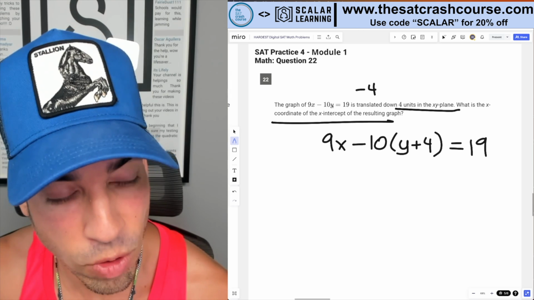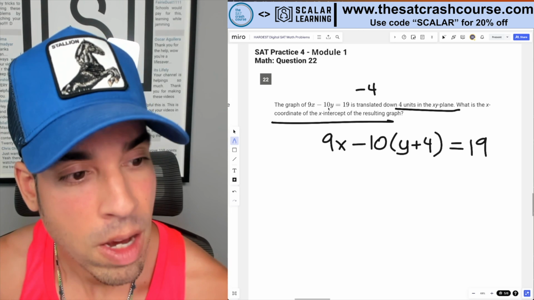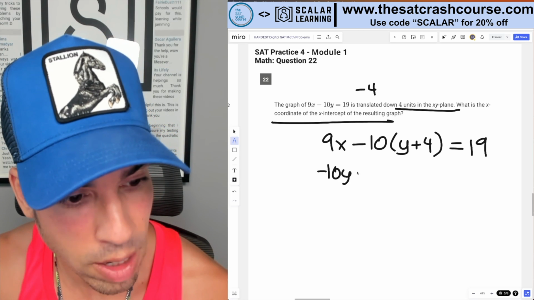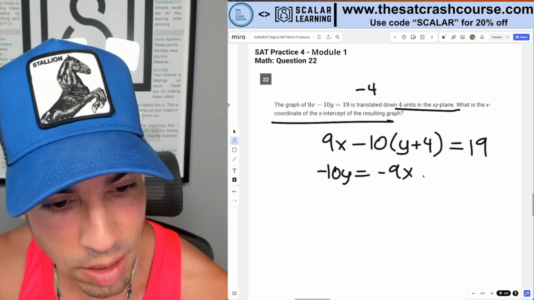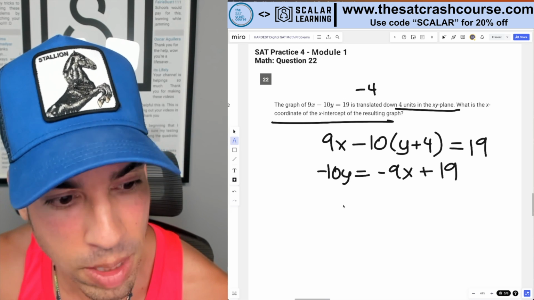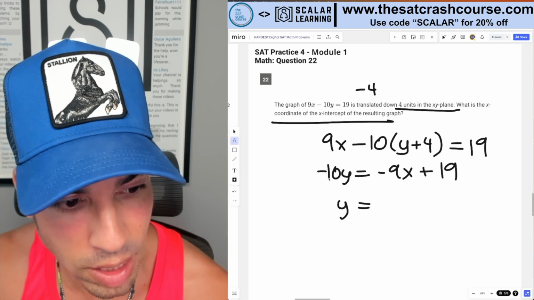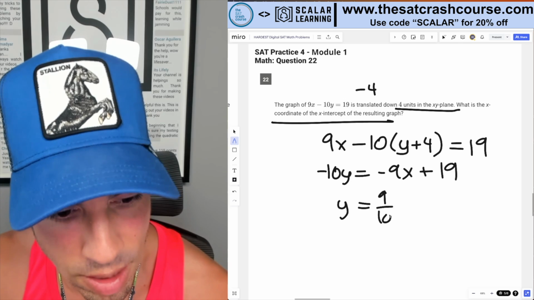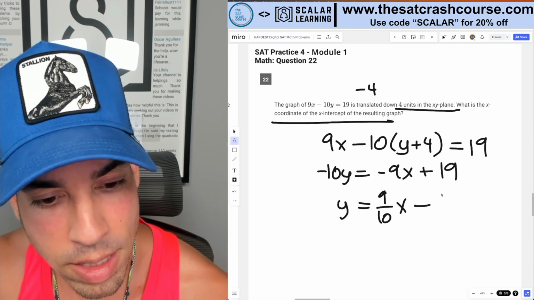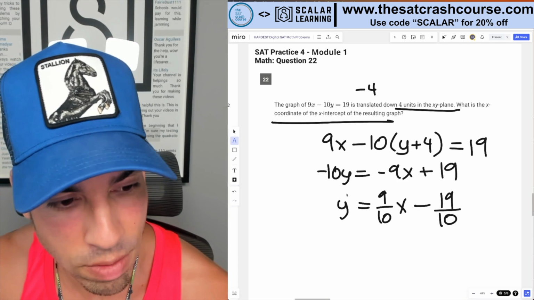Okay, the other way to do this algebraically, which might seem a little bit more logical or make more sense to you, is first get this into slope-intercept form, right? So I've got negative 10y. I'm going to subtract 9x from both sides, negative 9x plus 19. Then I'm going to divide by negative 10. Y equals negative 9 divided by negative 10, which is 9/10 x. That's just the slope. And then minus 19 over 10, right? 19 divided by negative 10.